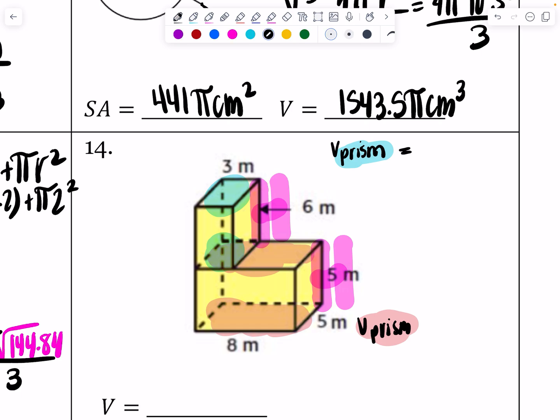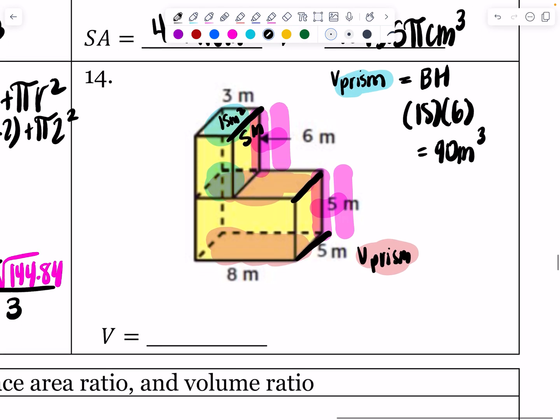So what is the base going to be? This is 5 right here. So this is 5, and then this is 5. That's 5 meters. So what's my base going to be? That's going to be 3 times 5, which is 15 meters squared. So that's going to be base times height, which is 15 times 6, my height. So 15 times 6 is going to give me 90 meters cubed right here.